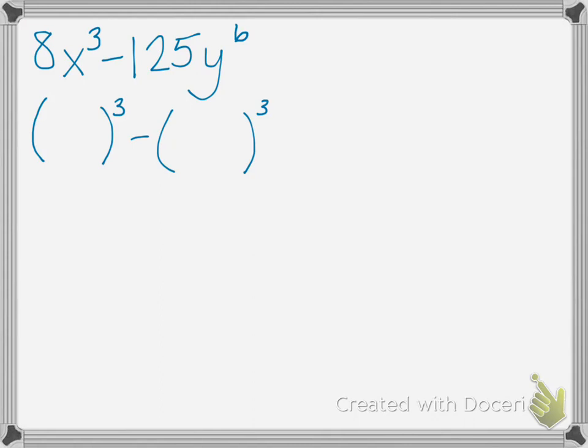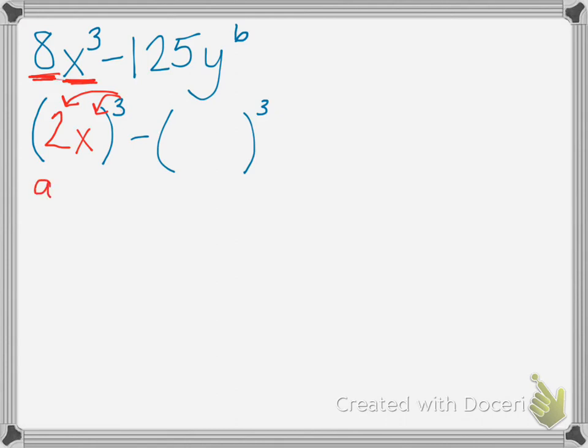So let's see. What is it that when I raise it to the third power gets me 8? Well, that would be 2, because 2 to the third power gives me 8. What is it when I raise it to the third power gives me x cubed? X. So in other words, if I were to take this and distribute it, 2 to the third is 8, x to the third is x cubed. That's what gives me 8x to the third.